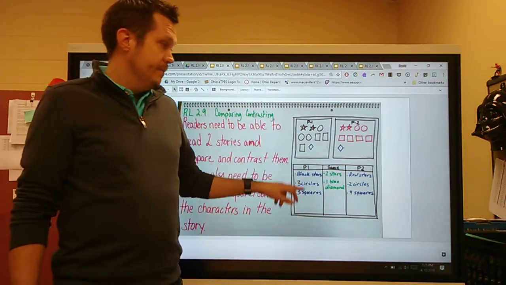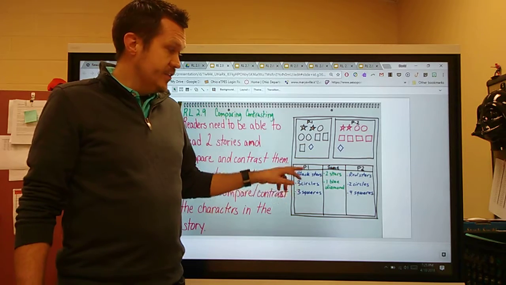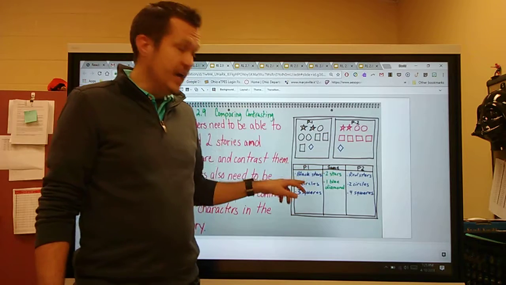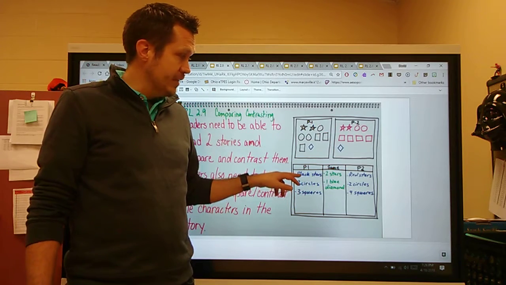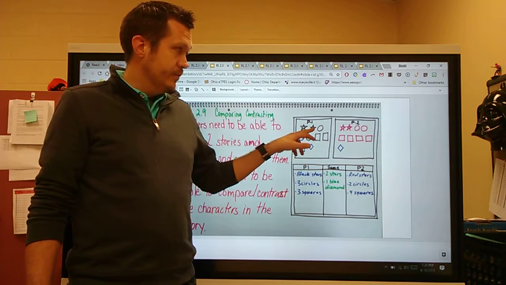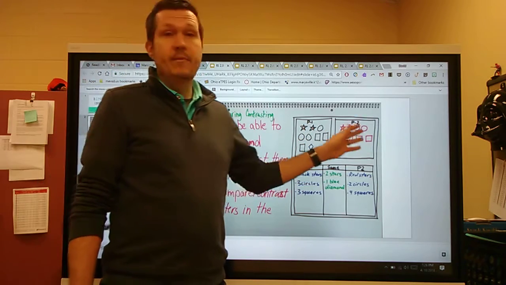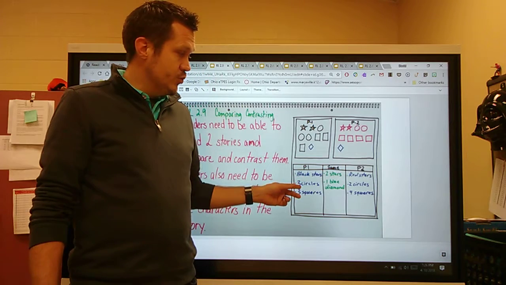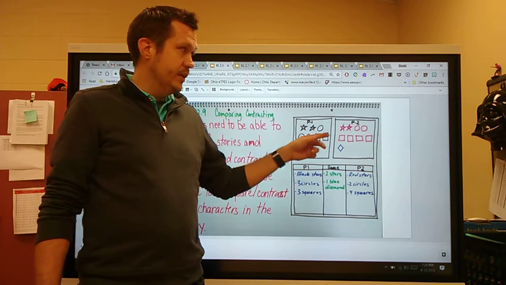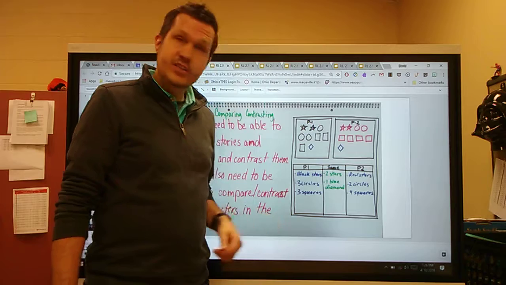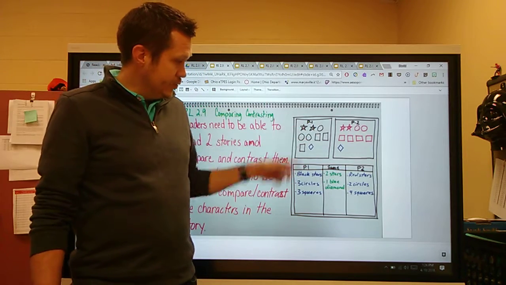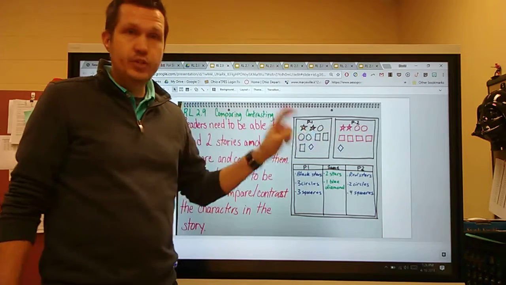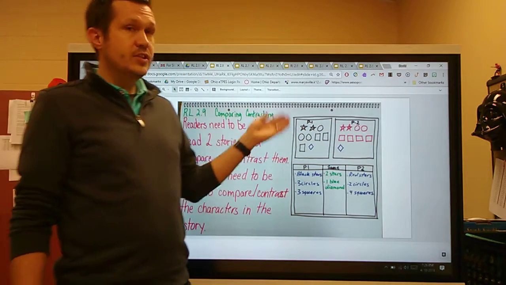So I can say that for passage 1, these are the things that passage 1 has that passage 2 does not. So I placed them right here. Passage 1 has black stars. That's something that it has that passage 2 does not have. Passage 2 does not have black stars. Passage 1 has 3 circles, 1, 2, 3. Passage 2 does not have 3 circles. Passage 1 has 3 squares, 1, 2, 3. Passage 2 has 4 squares. So those are some differences.